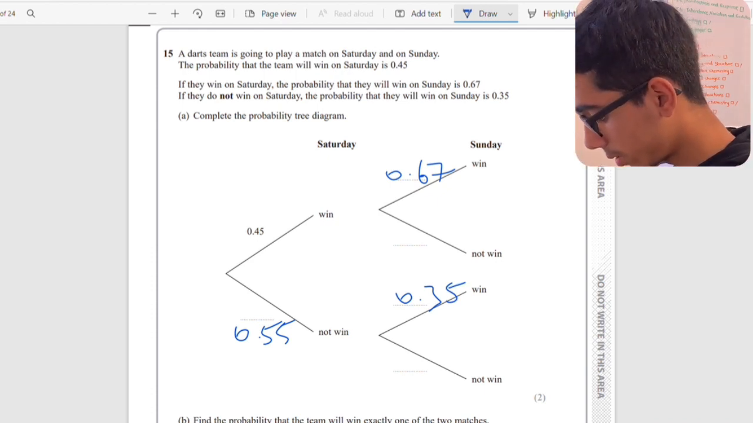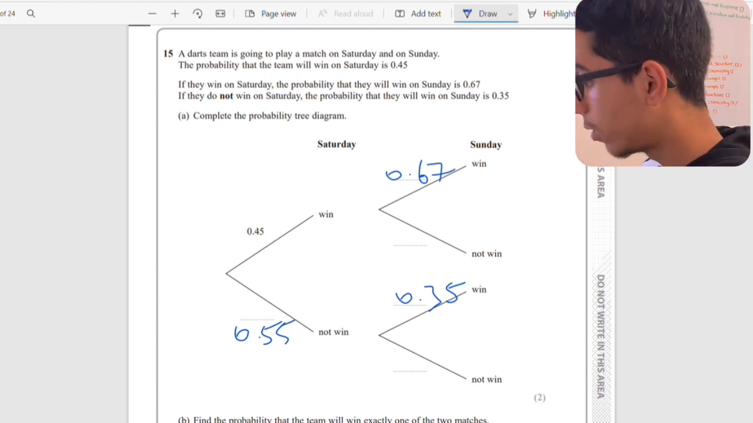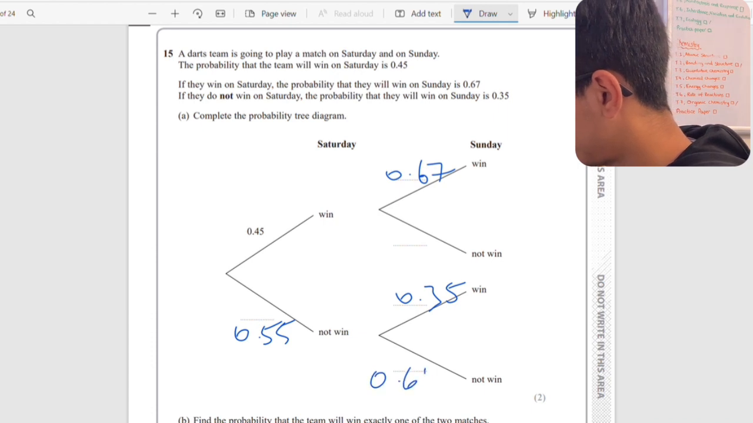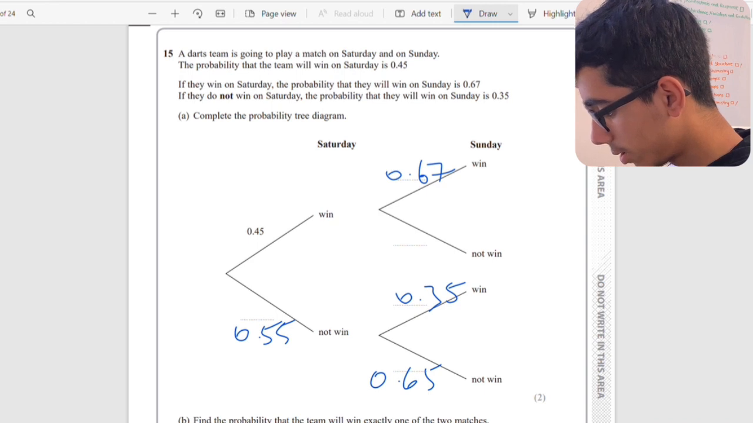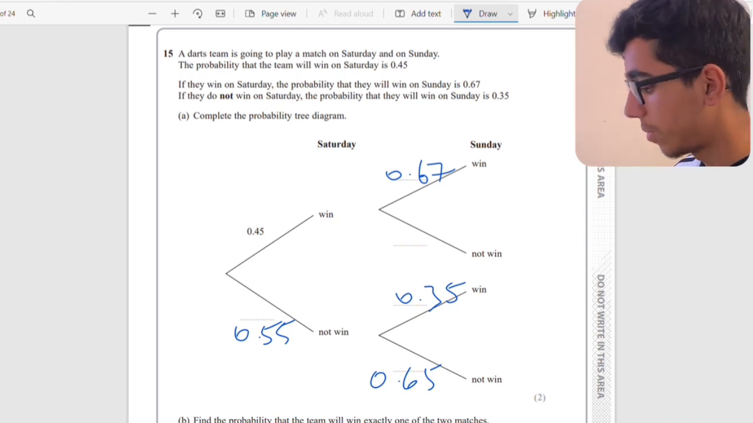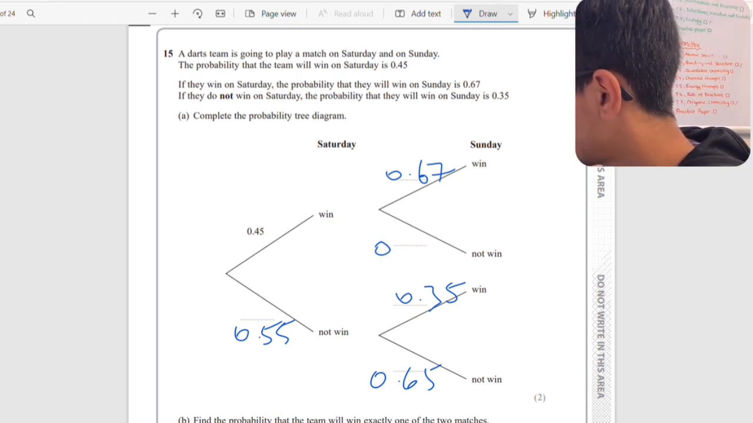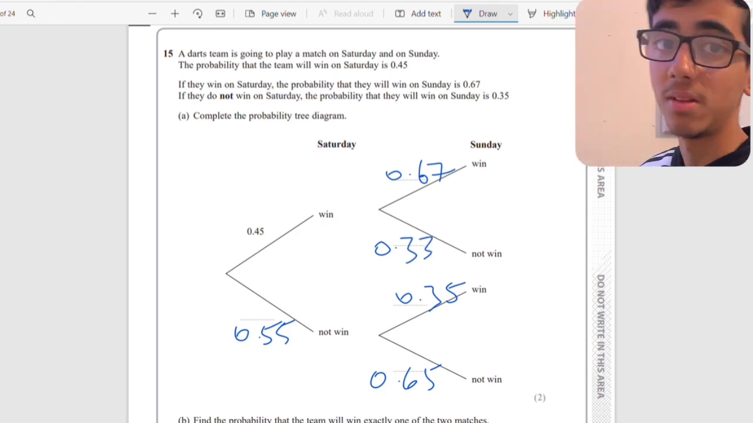Okay, so 1 minus 0.3. This is really straightforward. I hope at least that you can't mess up on this question, because it's just probabilities, using the information, filling it in. That should be easy marks.